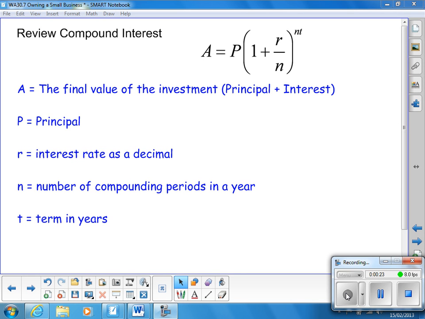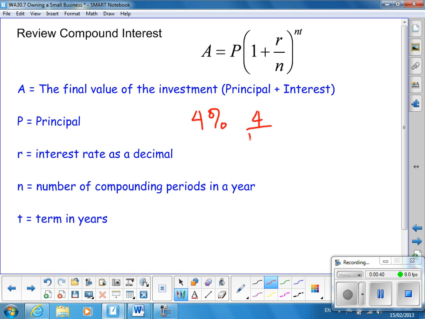P stands for principal. So how much money are you borrowing to begin with? R stands for the interest rate as a decimal. So you're going to change your interest rate to a decimal. If your interest rate was 4%, take 4 divided by 100 because a percent is out of 100, and your decimal is 0.04.